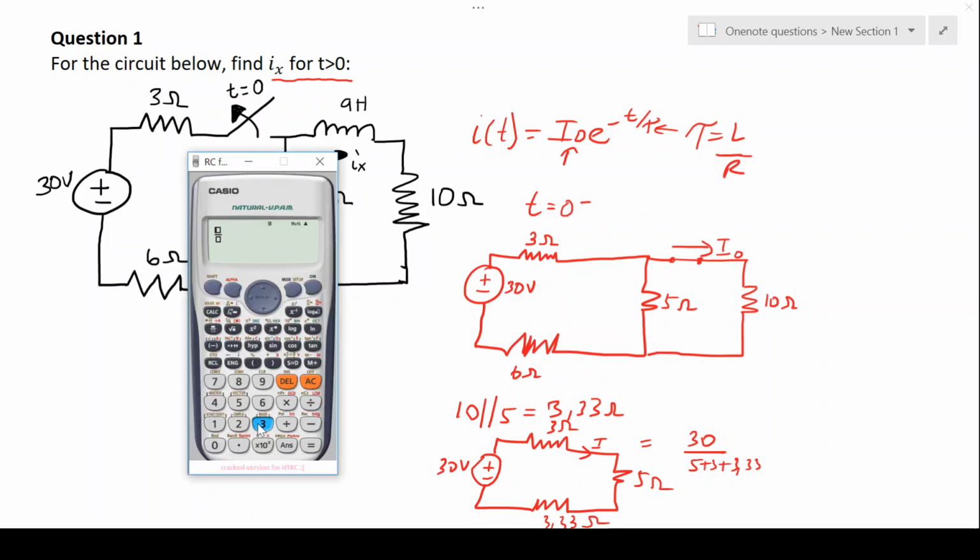So 30 divided by 5 plus 3 plus 3.333. That gives us a current of 2.647 amps.